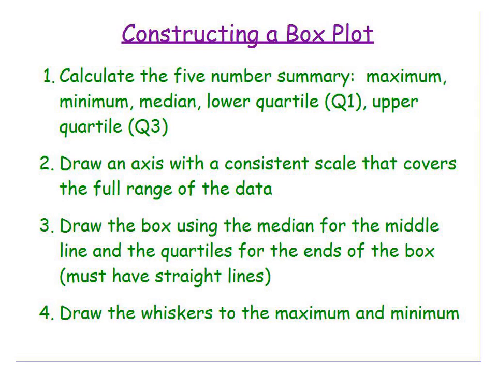So the median is the middle line in the box, and then your Q1 and your Q3 are the other ends of the boxes. Use a ruler, of course, and draw the top and the bottom of the box. Once you've made your box, then draw your whiskers. One whisker goes out to the maximum from the right side of the box, and your other whisker goes from the left side of the box down to the minimum.